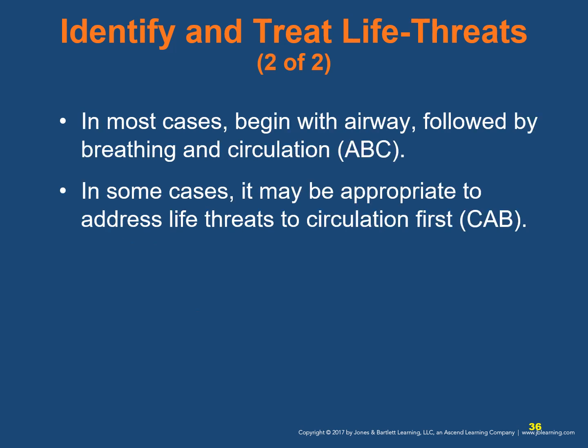In most cases, identifying and correcting life-threatening issues begins with the airway, followed by breathing and circulation, ABC. When a patient is in cardiac arrest, the ABC should be done simultaneously to minimize the time to first compression. When a patient has life-threatening bleeding, it is more appropriate to address life threats to circulation first, following a sequence of circulation, airway, and breathing. That is CAB.